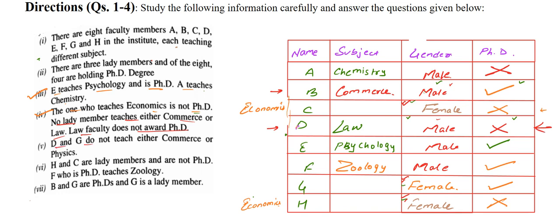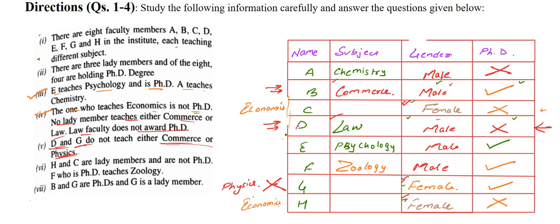Now we have D and G do not teach either commerce or physics. So you can check, commerce is already taught by B, so there is no point of D and G teaching commerce, and you can check D is teaching law. So we come to a point that G is not teaching physics, because D is not teaching commerce or physics since D is teaching law, and G is not teaching commerce or physics. So we can surely say that commerce has been given to B, so we only know that G is not teaching physics.